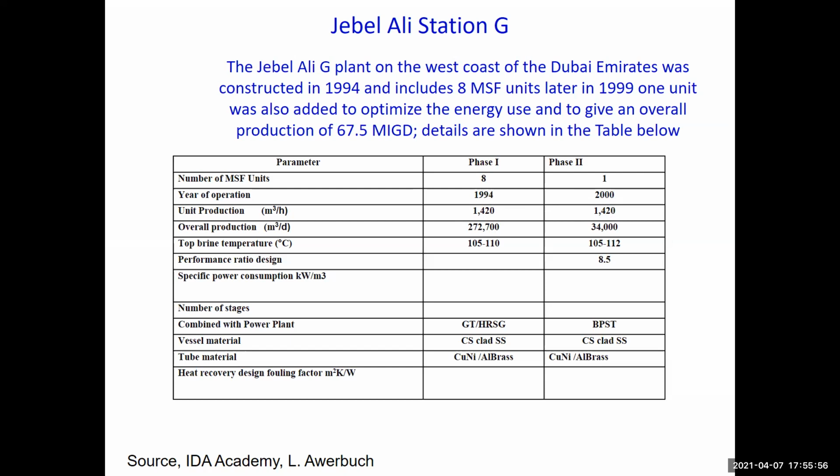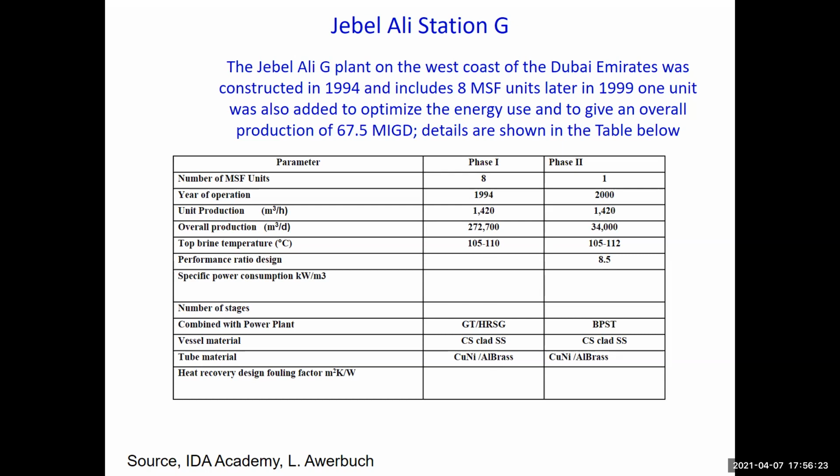So we're talking about 272,700 divided by 8. So each unit is producing 34,000. So the one that has been added is exactly having the same kind of production as well. The performance ratio was not recorded for the old ones, but for the new one, it's 8.5. No data are given for the specific power consumption for running the pumps.